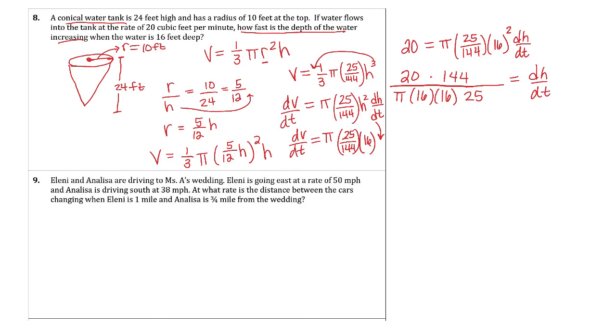Now we're going to just do some canceling here. 25 and 20, I'm going to both take out a 5. 16 cancels into 144, leaving 9. And 4 cancels into 16, leaving a 4. So it looks like we end up with 9 over 20 pi as the rate of change of our height.